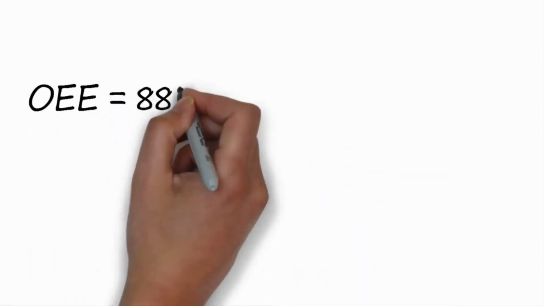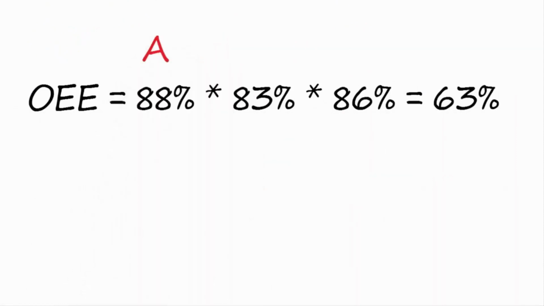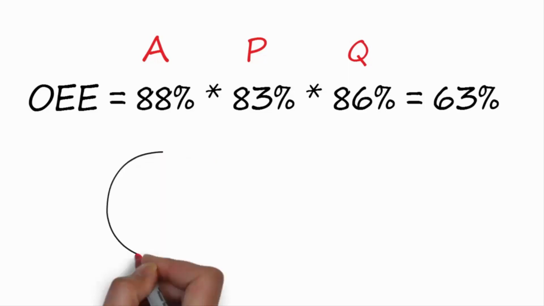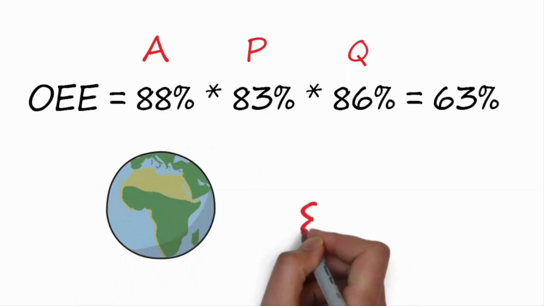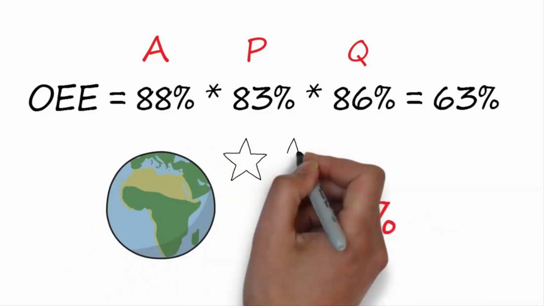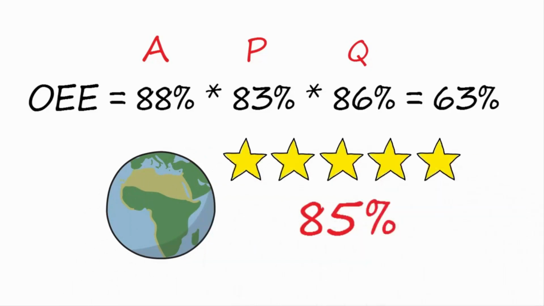The OEE is the product of these 3 factors expressed in percentage. OEE equals 88% times 83% times 86% equals 63%. The world-class OEE is recognized to be 85%. Are you okay so far?